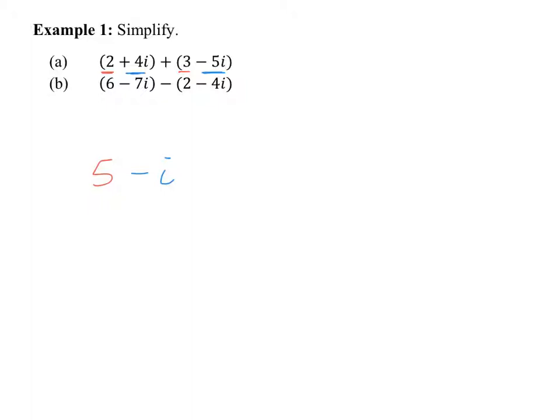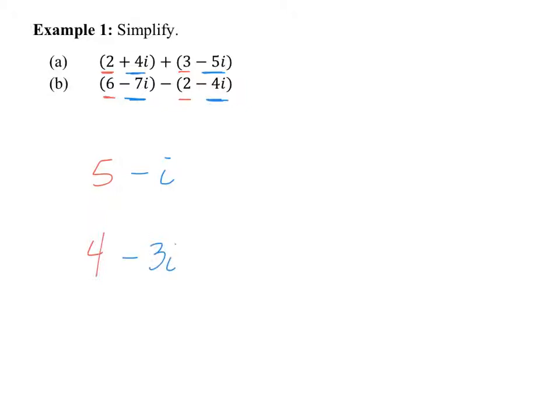Okay, that's all part A is, obviously. We're just combining like terms. Part B, I've got 6 minus 2. That gives me 4. And I've got -7i minus a -4i. So -7i plus 4i is negative 3i.